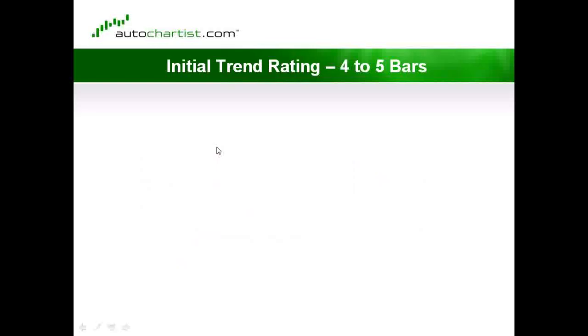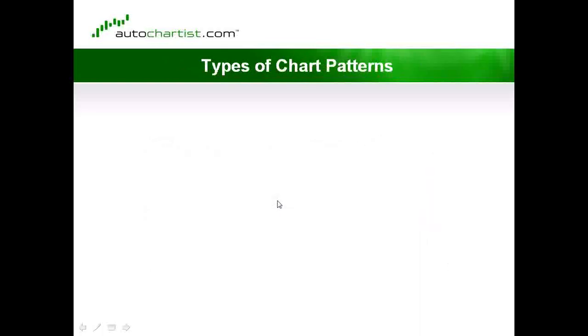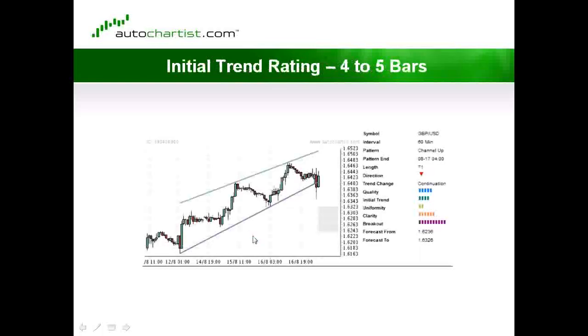In our next slide, we're looking at a 4 to 5 bar rating, and this indicates more volatility. So we have a chart pattern here that's a channel up, but our initial trend rating is 4, and you can see that there was a trend in this market. Let me move back to that slide. There was a trend in this market, except we had action of straight up, sideways, straight up, sideways, straight up, sideways, that type of action, and that's what is meant by a volatile sideways market.